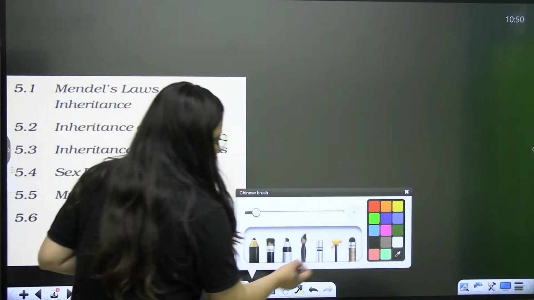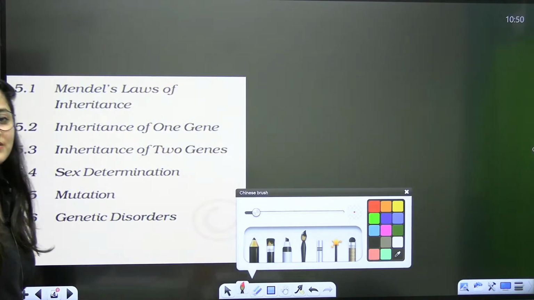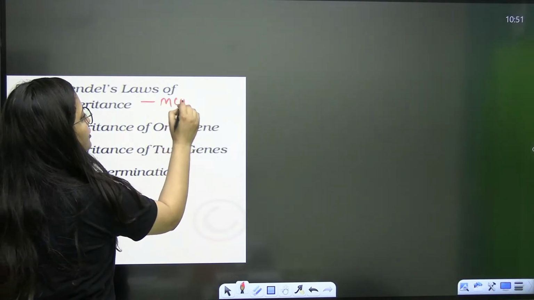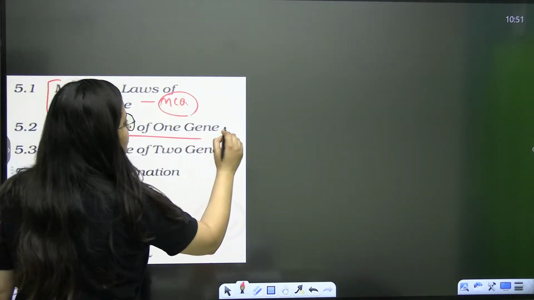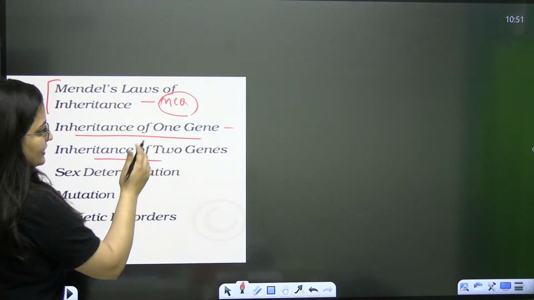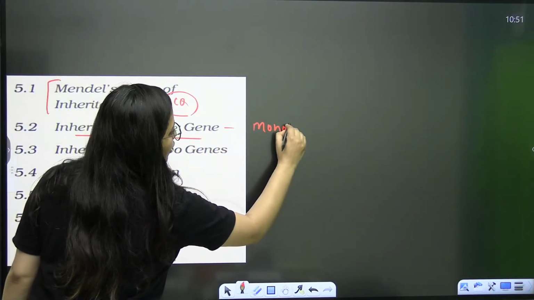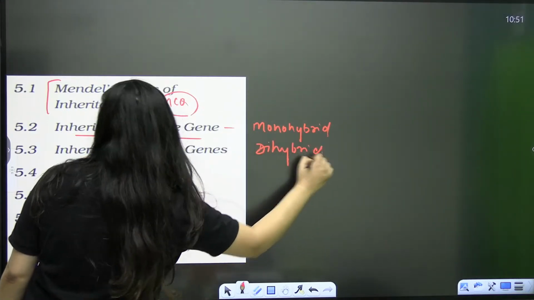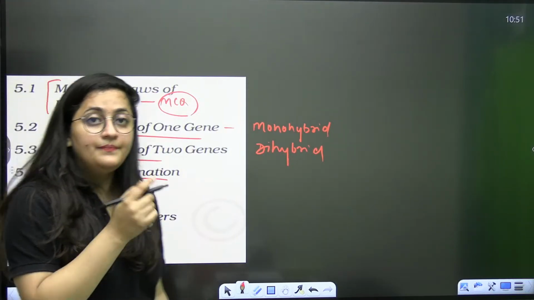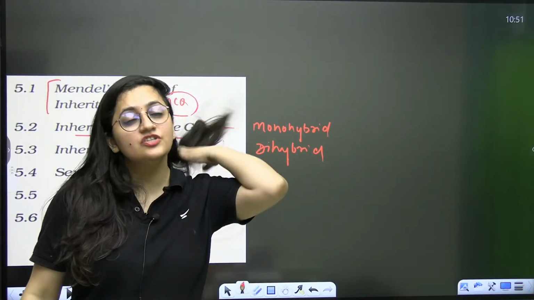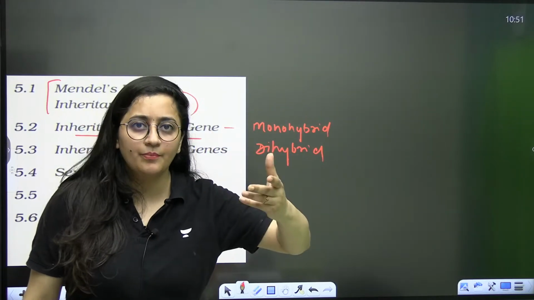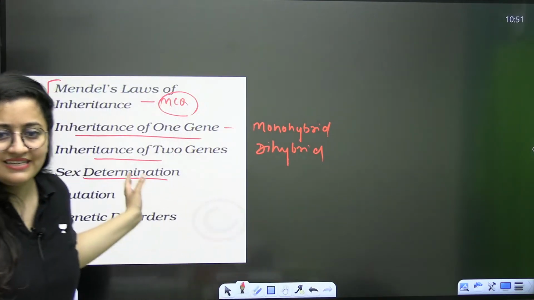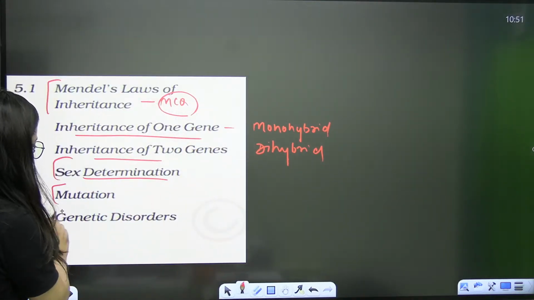So now, bache, in this chapter, these are the topics that we need to cover. We'll be talking about Mendel's law of inheritance, very important. MCQ can come from this part. Inheritance of one gene, again important. Inheritance of two genes, so basically here you are going to talk about monohybrid cross and dihybrid cross, right? Sex determination, and we will see some deviations also. Whatever Mendel has proposed, you will see that it is not true throughout. So we will see the deviations also, sex determination, mutations, genetic disorders.